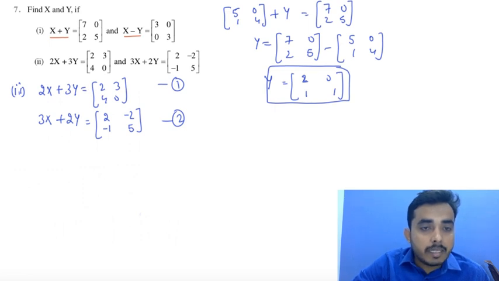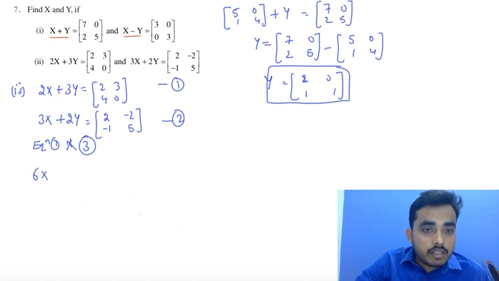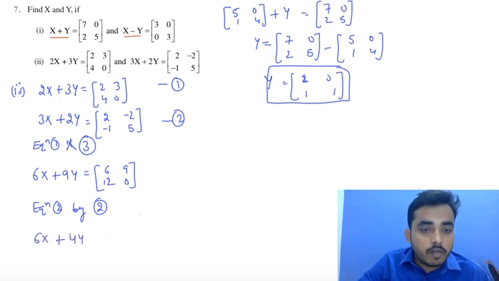What we need to do is multiply equation 1 by 3 and multiply equation 2 by 2. Equation 1 is multiplied by 3, so all elements get multiplied by 3: this is 6x plus 9y equals 6, 9, 12, 0. And equation 2 gets multiplied by 2. So this is again 6x plus 4y equals, all elements multiplied by 2, 4, minus 4, minus 2, 10.